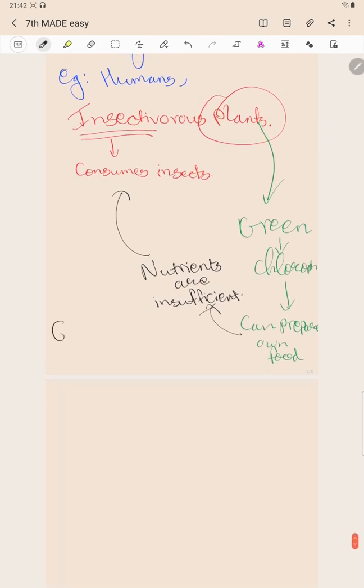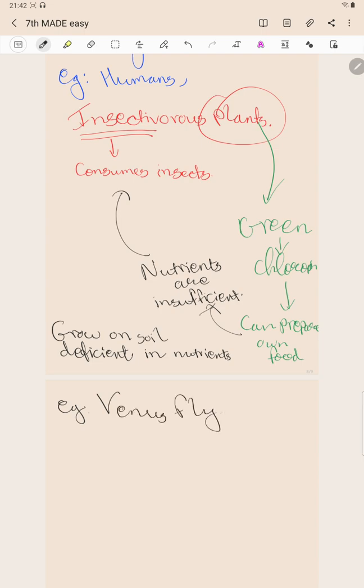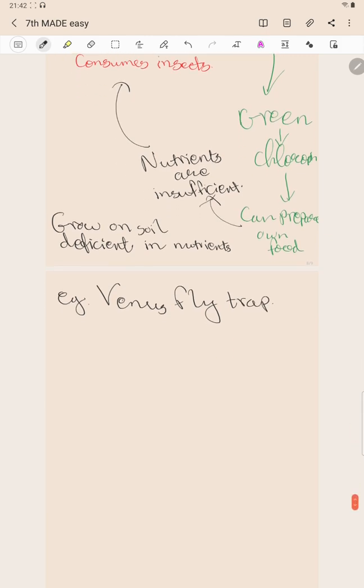These insectivorous plants grow on soil deficient of nutrients, and this deficiency is matched by consuming insects. Okay, guys? A good example for this is the Venus flytrap. And another good example, which is given in the textbook, is the pitcher plant.